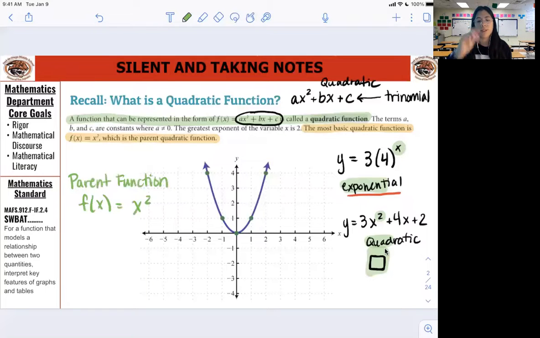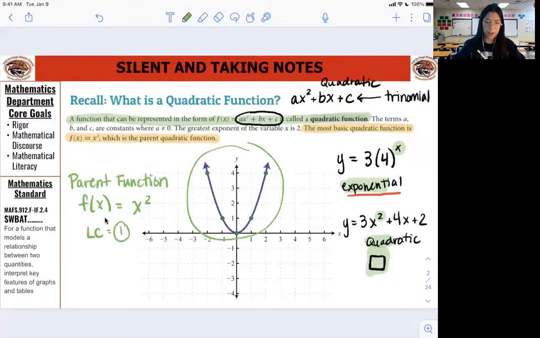What is the leading coefficient of the parent function? I'm seeing it in the chat. Feel free to say it out loud. The leading coefficient. Good, it's 1. There's an invisible 1 out in the front. The leading coefficient is 1. And I have it graphed right here. So this right here is the parent function. The leading coefficient is 1.